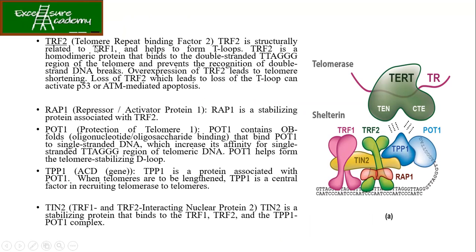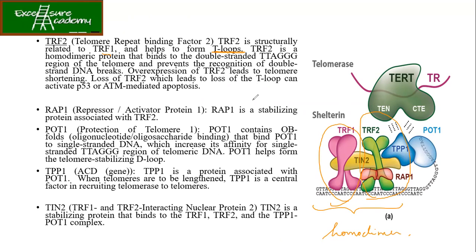So what is TRF2? Again, telomere repeat binding factor 2. It is structurally similar to your TRF1. So this is your TRF1, this is your TRF2. If you see, in both cases it is a homodimer. Along with TRF1, it helps to form the T loops. It is a homodimeric protein, again binding to the double-stranded region of your telomere.